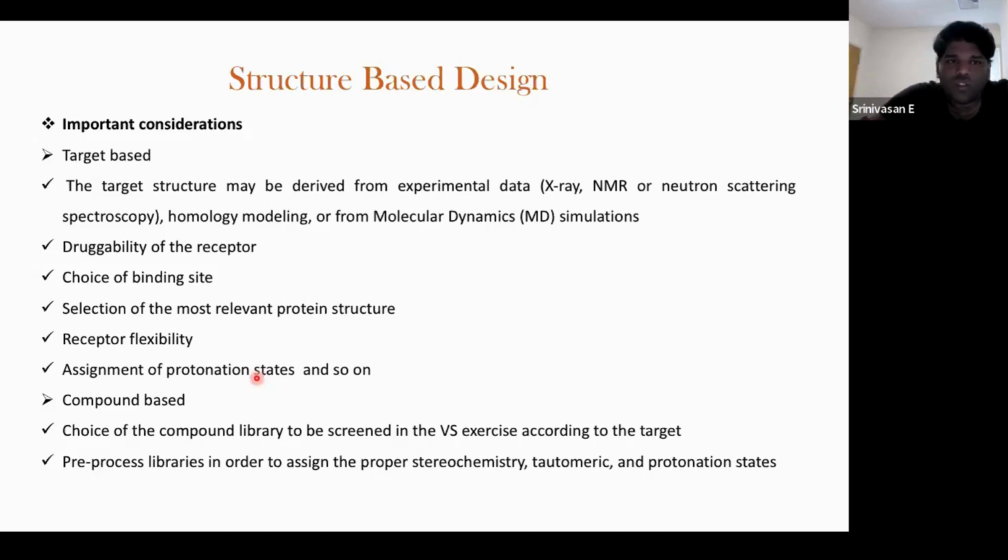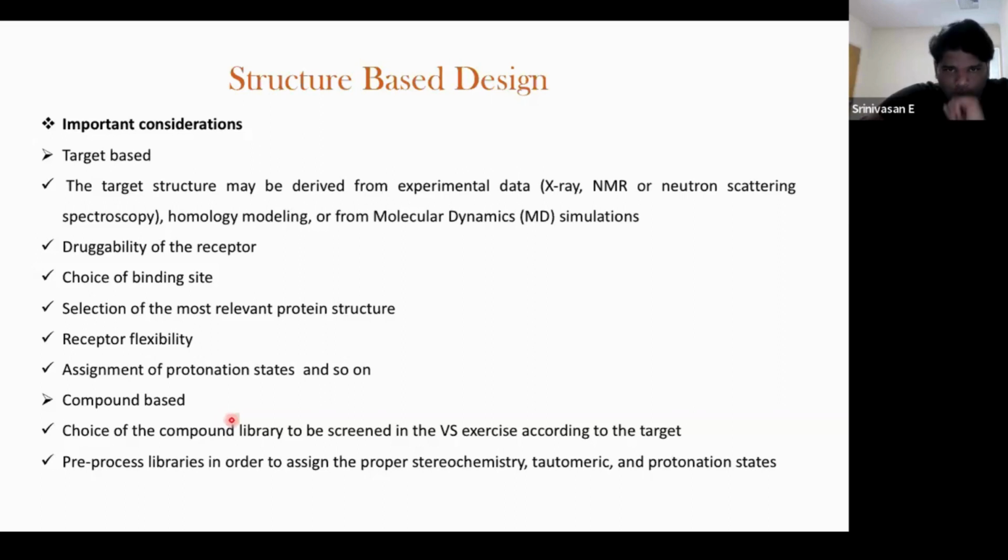So once you have found the information and the sequence of the target, then you can go for the compound-based structure. In the compound set, you can take the entire set of compounds from PubChem and do the molecular docking, or you can use pre-processed libraries that are already there, where you can find the stereochemistry, enantiomers, and protonation states, and you can perform the molecular docking algorithm.